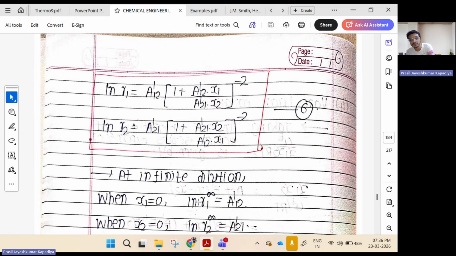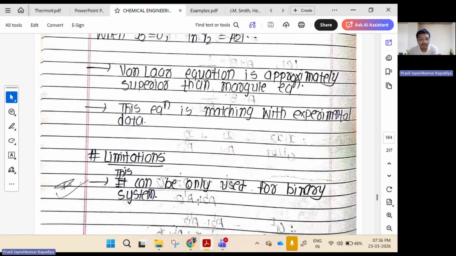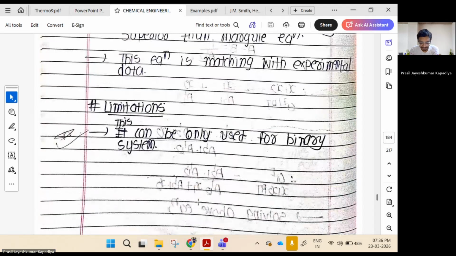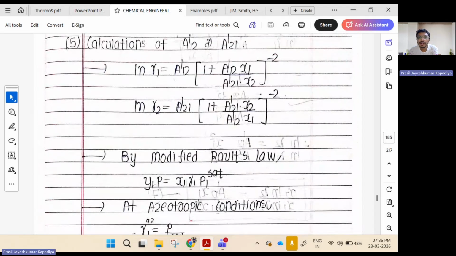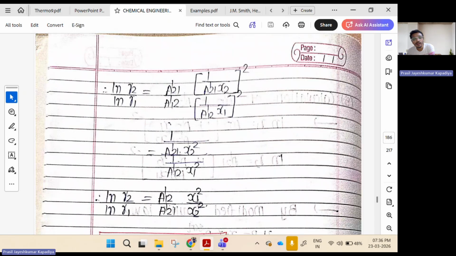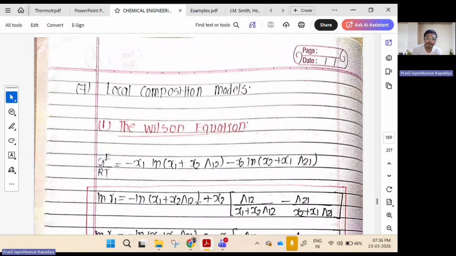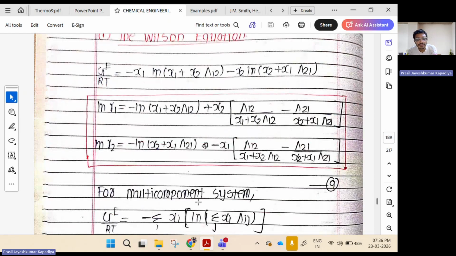And he tried to find out something like this equation. Then we tried to find out azeotropic condition. Further, we had a look at very complex models. One of them is the Wilson equation. So this was the Wilson equation, very complex.